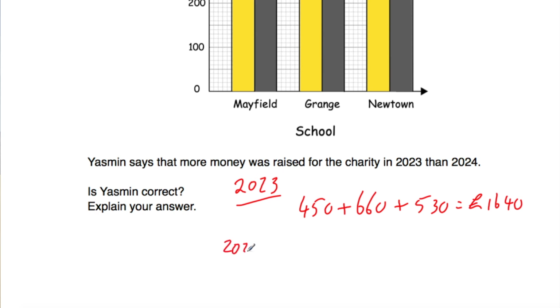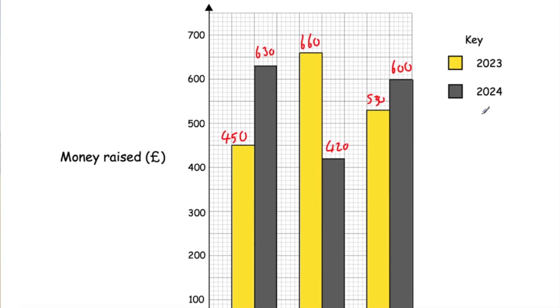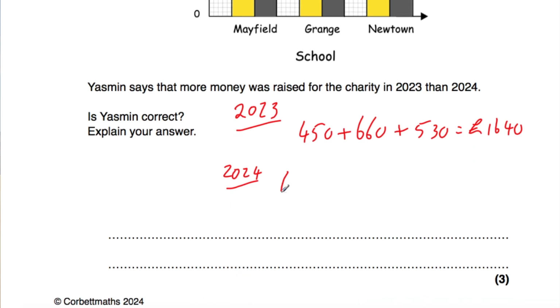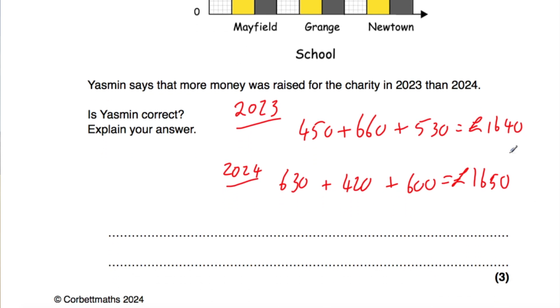Let's work out how much money was raised for the charity in 2024. So that means we're going to add together the heights of all the grey bars. So £630, £420 and £600. So let's write that down: £630 plus £420 plus £600. And when we add those together, let's see what we get. Again, it's a calculator question, so 630 plus 420 plus 600 is equal to £1,650. So we now know how much money was raised in each of those years, 2023 and 2024.